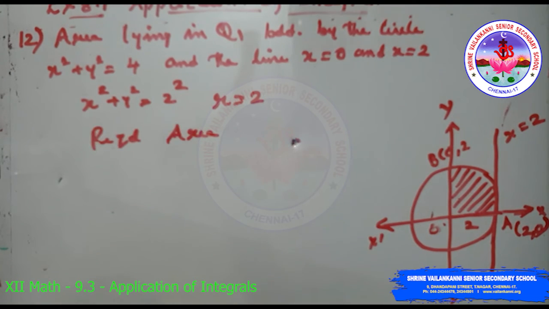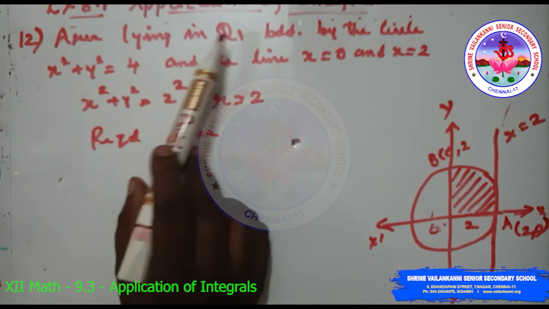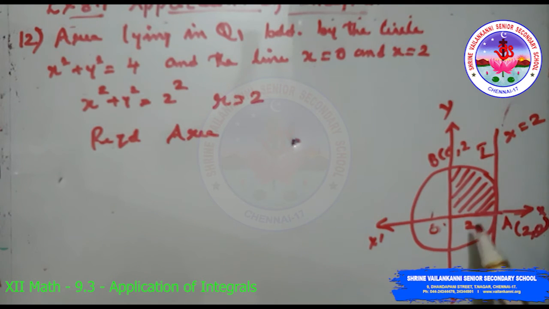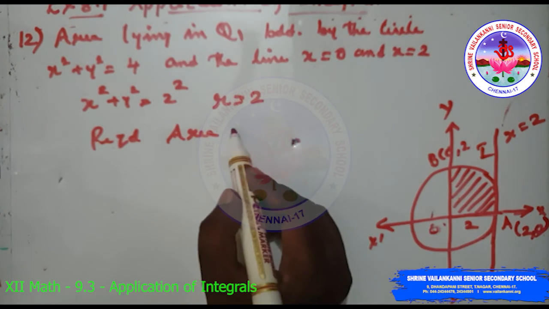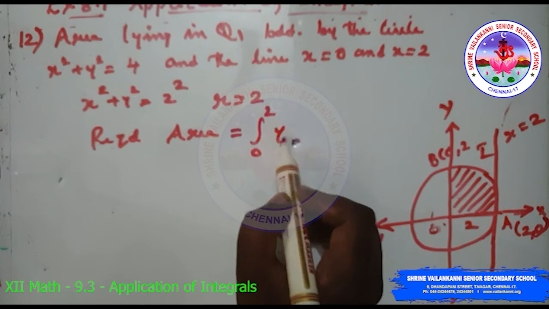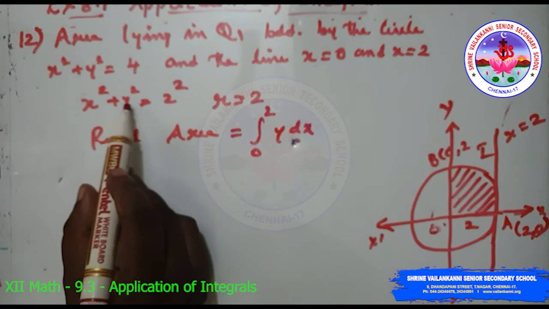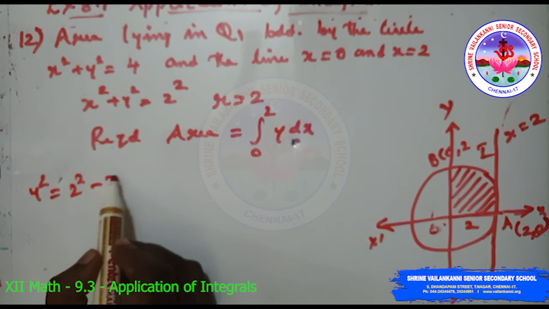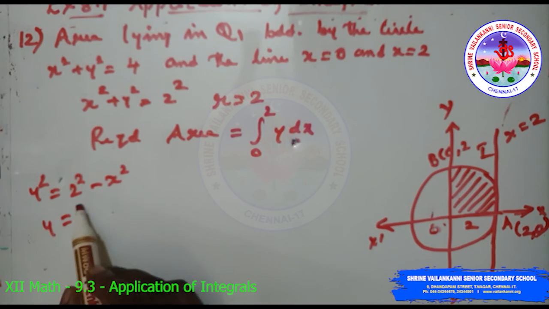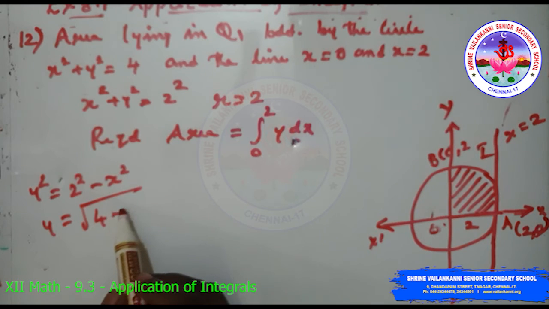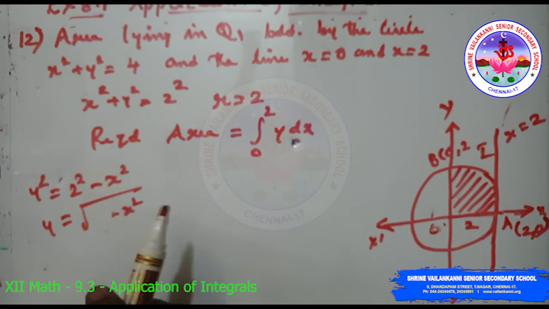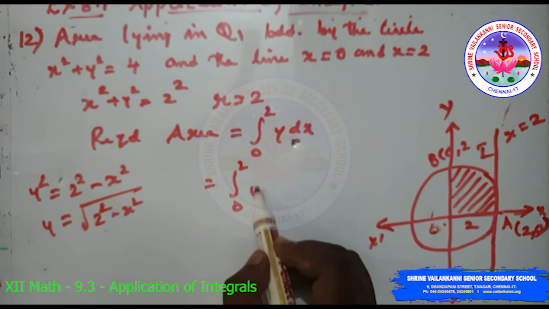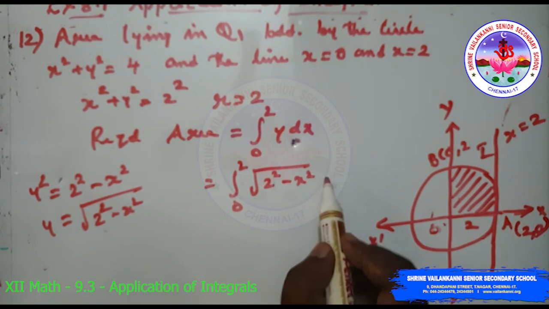As this area lies in the first quadrant, so required area is from 0 to 2, y into dx. So y square is equal to 2 square minus x square. So y equal to square root of 4 minus x square, otherwise 2 square minus x square. So which is equal to integral 0 to 2 root of 2 square minus x square dx.